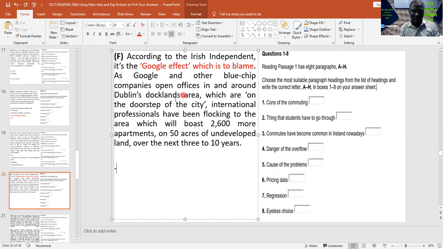Is there any counter? Google and other blue chips open offices around Dublin Docklands, which is on the doorstep, flocking the area. Google effect costs. It's telling you that professionals are going to increase in the area. That's the key action. So let me just write it for those who want to know the main idea: Google effect.